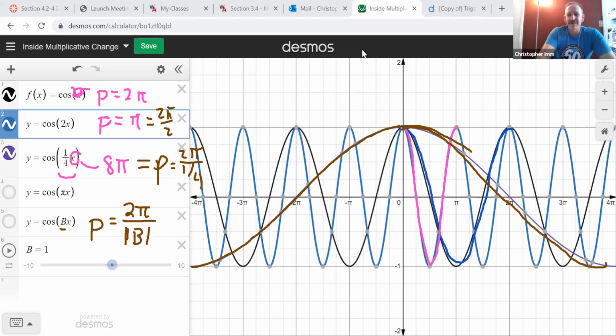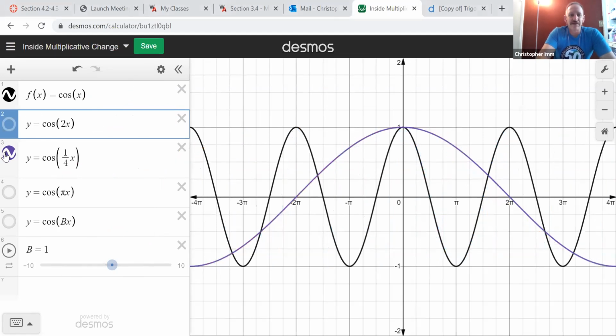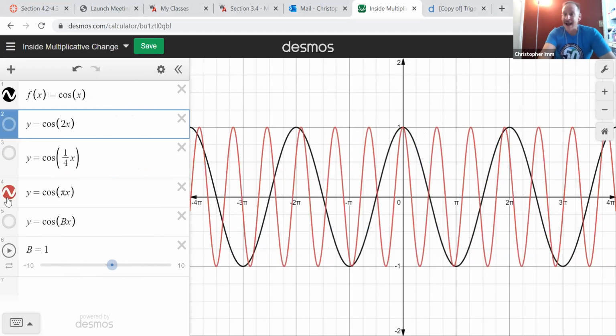2, 2, 2, 2. Wow, you guys are on it. That's exactly right. So the big reveal. If I just clear all this out and maybe even turn off these, you'll see that when I reveal that, since pi is greater than 1, it's 3.14 or something, it has been compressed. So in fact, it's going to make that entire cycle in 2 units.